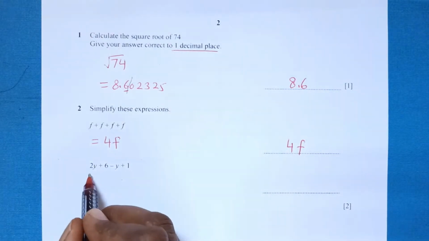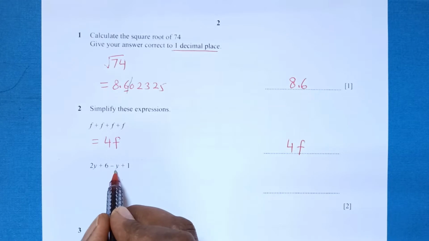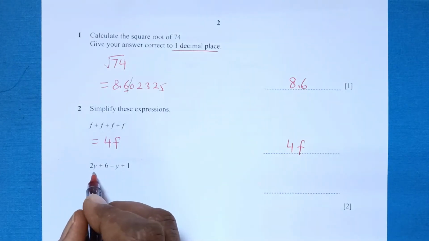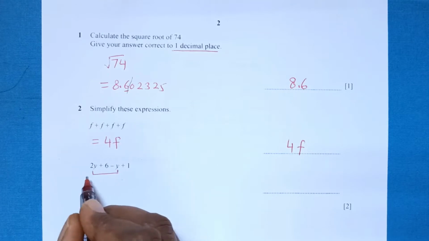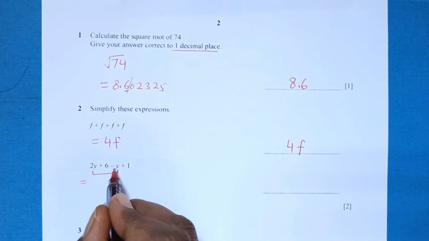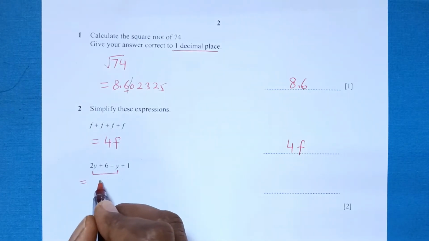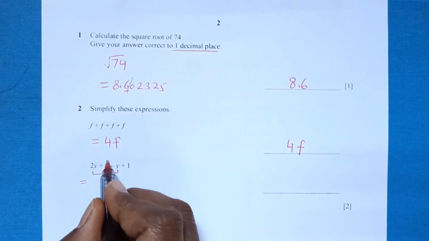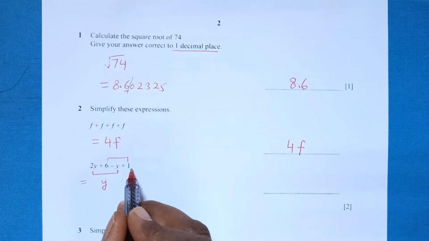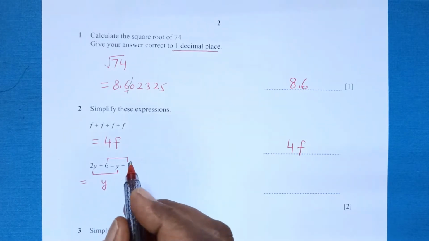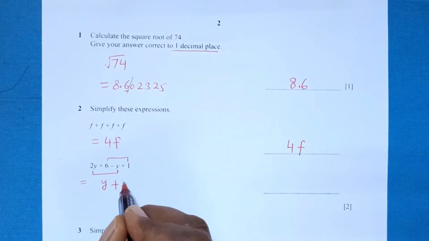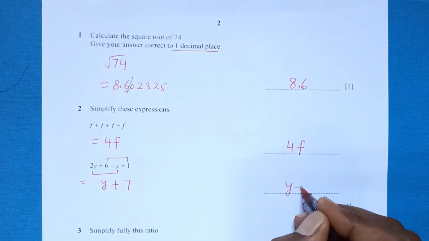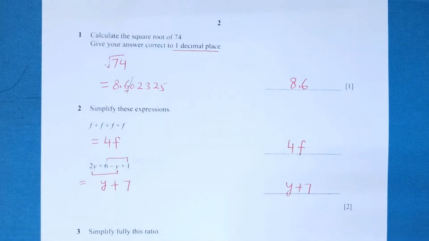Other one, 2y plus 6 minus y plus 1. So we need to combine the like terms. 2y minus y, 2 minus 1, that is 1, 1 times y, will just write down y. Then 6 plus 1, both are positive, so we are going to add them. 6 plus 1 is 7, so final answer is y plus 7.